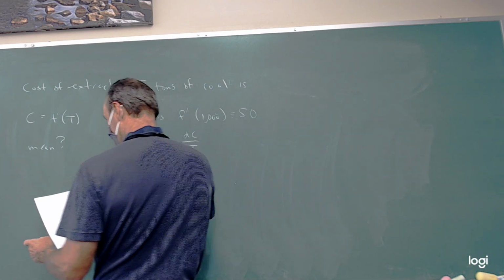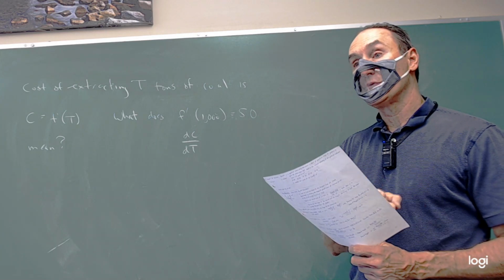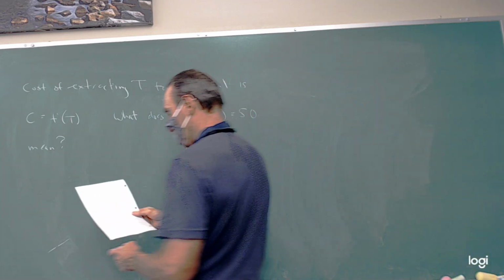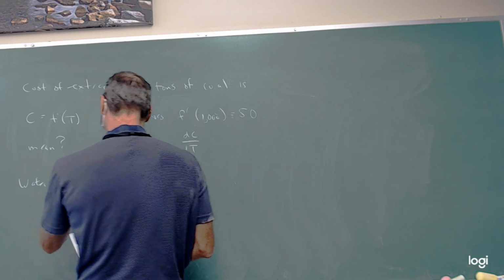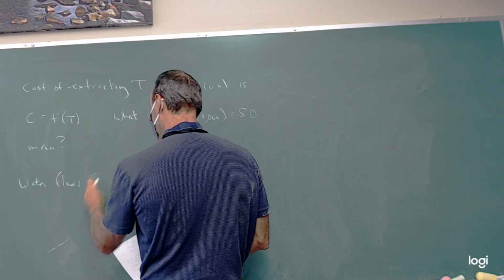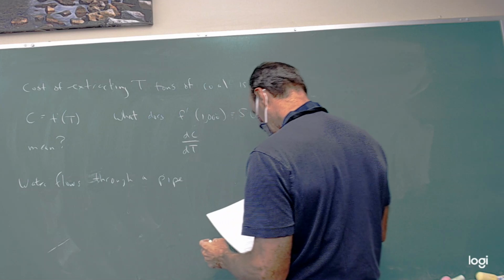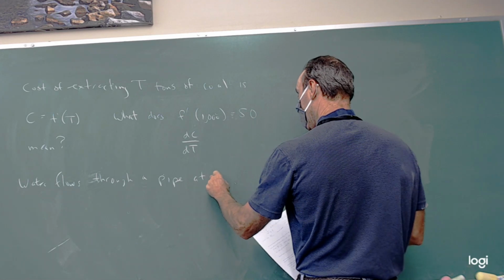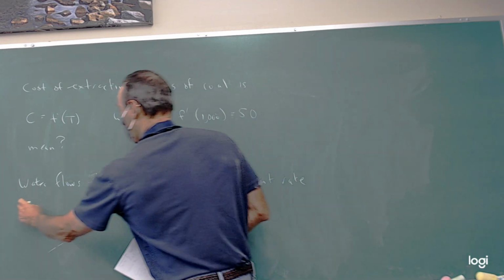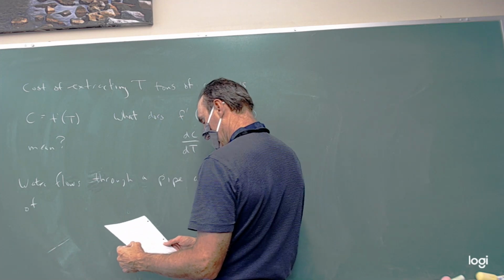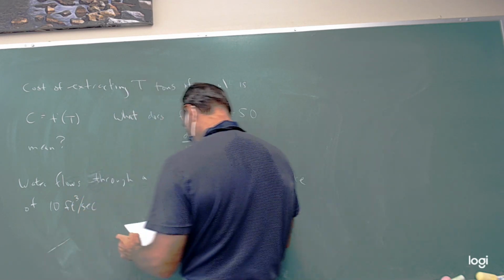But that's fine. I'm going to turn it around the other way. I'm going to give you a rate of change. Can you figure out how to write it as a derivative? Okay, so water flows through a pipe at a constant rate of 10 cubic feet per second.